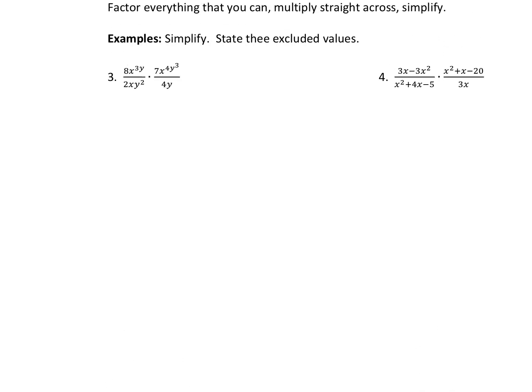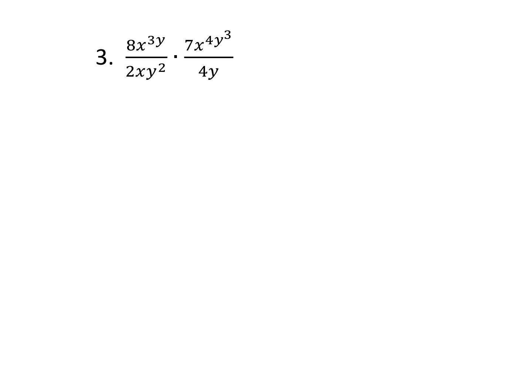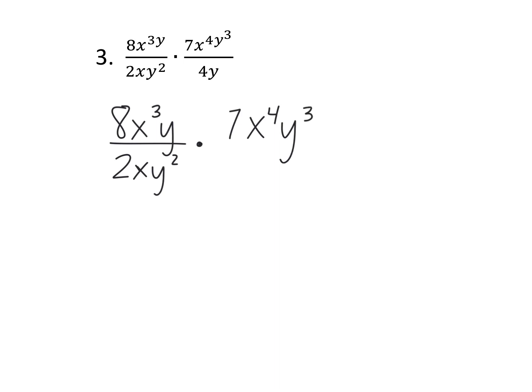Number 3 looks kind of wonky. We need to fix it so that it doesn't look so weird, because it's just formatted strangely. Okay, that's an accident. So we'll fix that. It's supposed to be 8x to the third y over 2xy squared times 7x to the fourth y to the third. y is a base there. It looks like an exponent in the original problem, so you can scratch out the original. That's what it's supposed to look like. Sorry about that.